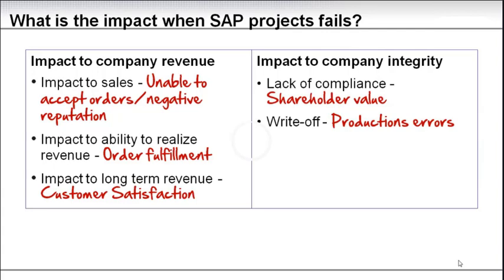It can also be impact to company integrity. So lack of compliance, shareholder value, there are very strict requirements about what compliance rules you need to adhere to, especially if it's a public company. And you might need to perform large write-offs. That could be the project cost itself, it can be the entire project you scrap, or it can be production errors or other items that are coming as an effect of the SAP solution not performing as expected.